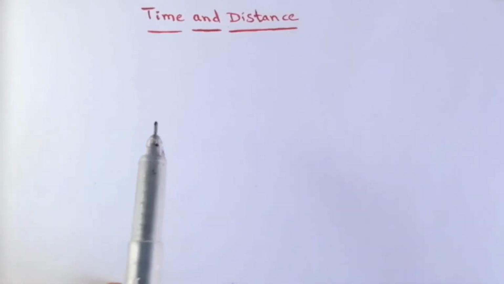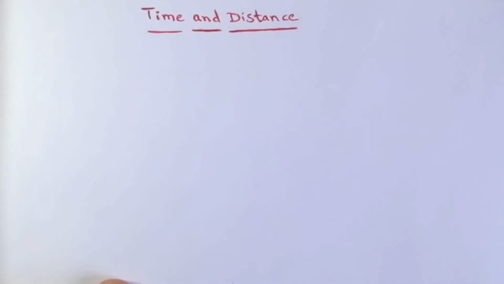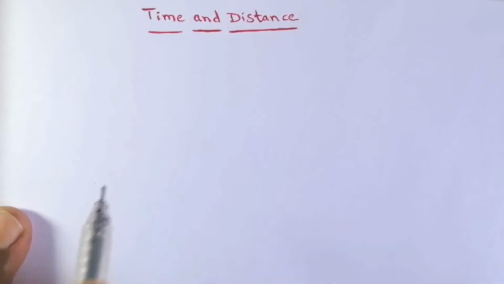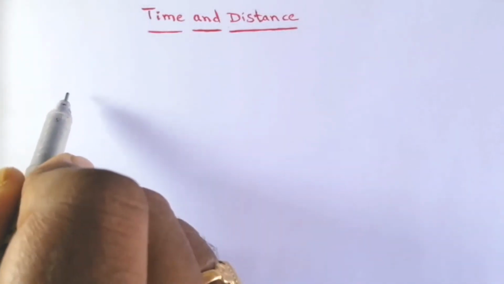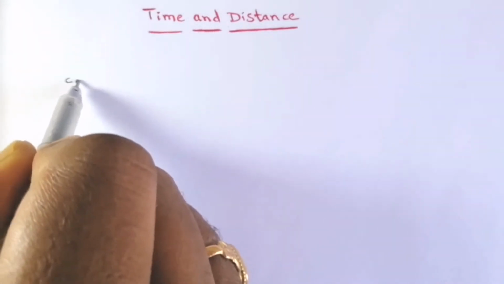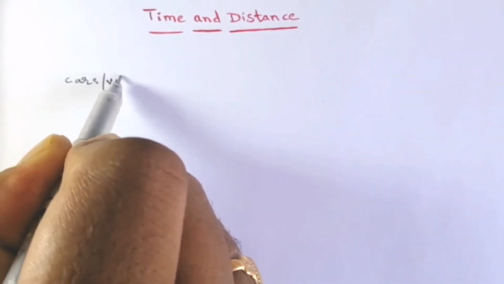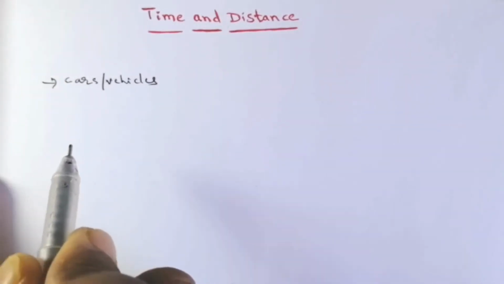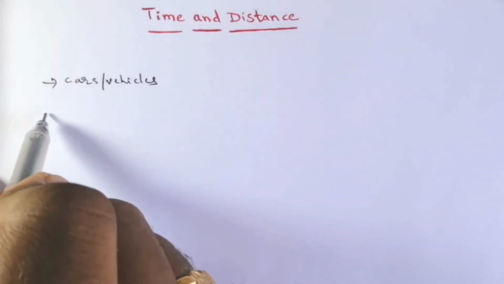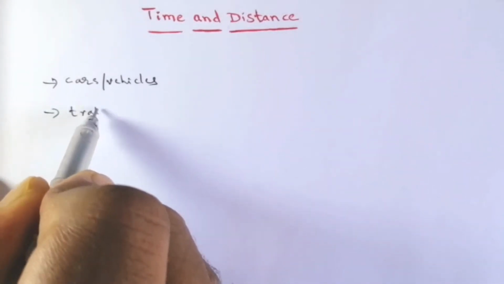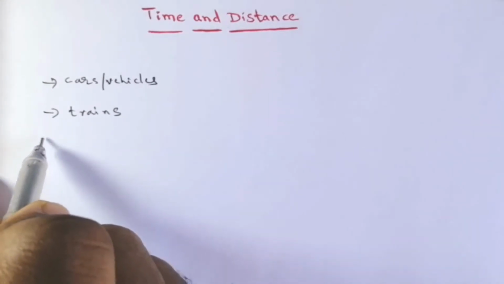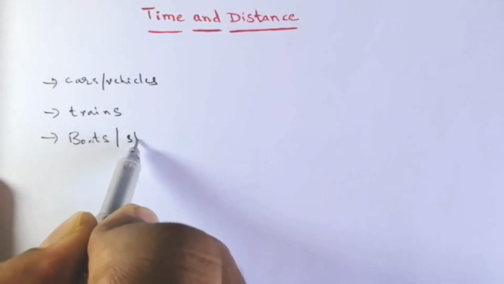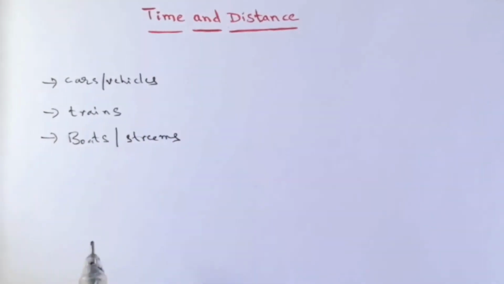So we are going to learn about time and distance. In order to solve these problems, the basics should be right. We are going to start by studying problems about cars or vehicles or anything. That is one stage, where we discuss problems on cars and vehicles; the next stage is problems about trains, and the next stage is problems about boats or streams. So it is going to be a planned lecture.